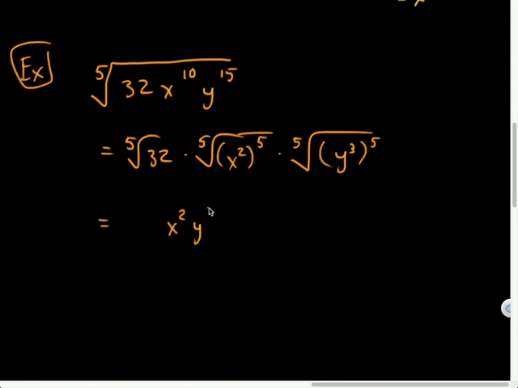X squared, y to the 3rd I agree with, because the 5th root and the 5th powers cancel out. Does anyone know what the 5th root of 32 is? 2. It's 2. Yeah, because if you wanted, I happen to know that off the top of my head, but it turns out 32 is the same as 2 to the 5th. Because 2 times 2 is 4, times 2 is 8, times 2 is 16, times 2 is 32. And that was 5 of them. So this would actually be my answer here.